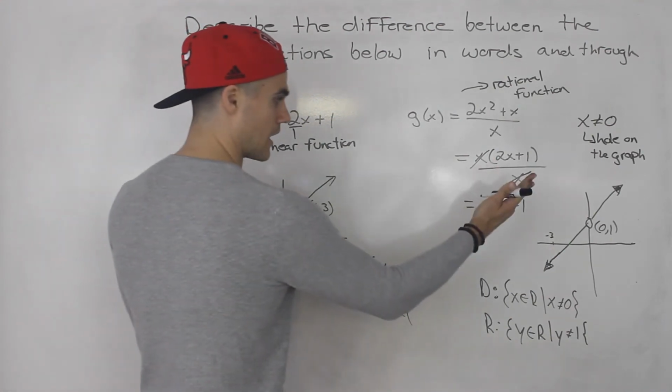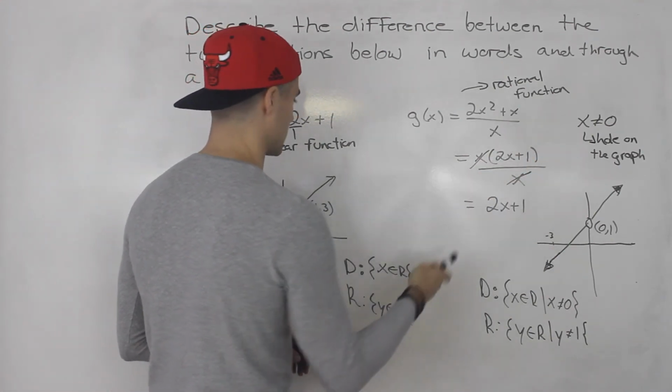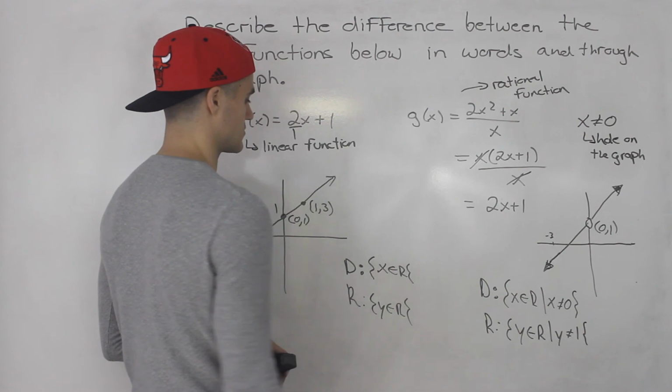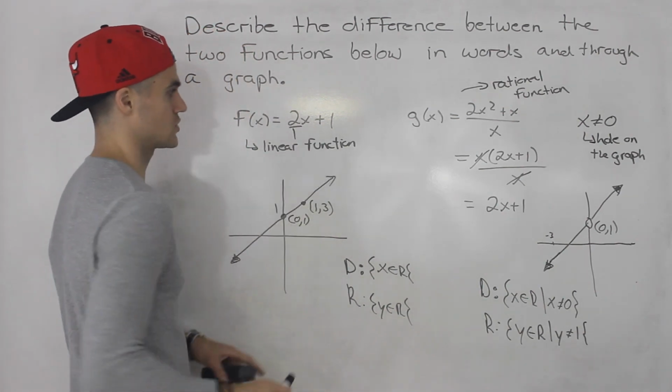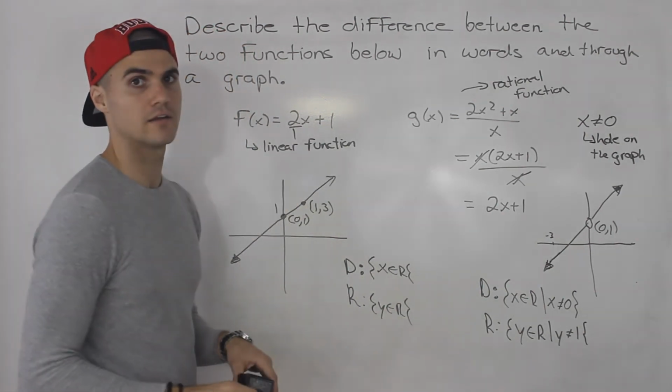So it's the same line. This line has a hole at an x value of 0 because that x canceled out. Here, there are no restrictions because it's simply a linear function.